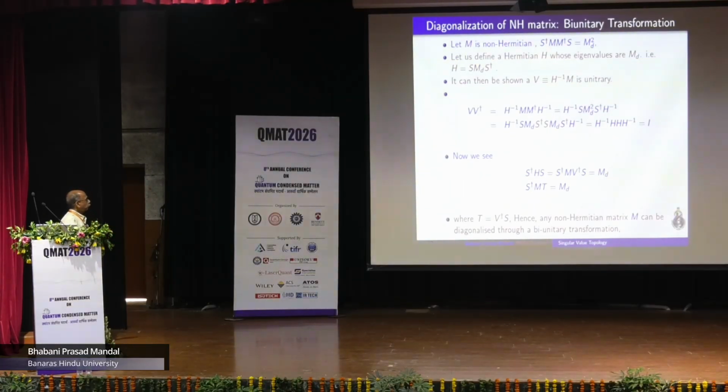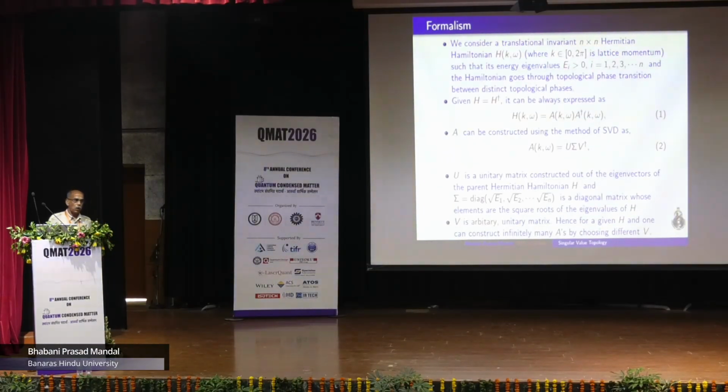Okay, so here is that proof. Suppose I have a non-Hermitian matrix M, and then I design an H which is S dagger M D S, or S M D S dagger. It can now be shown that if I consider a V matrix, which is N inverse M, which is a unitary matrix, and then substitute using this equation, we find that a non-Hermitian matrix can be diagonalized by a bi-unitary transformation, that is, through two unitary matrices. And this T is V dagger.